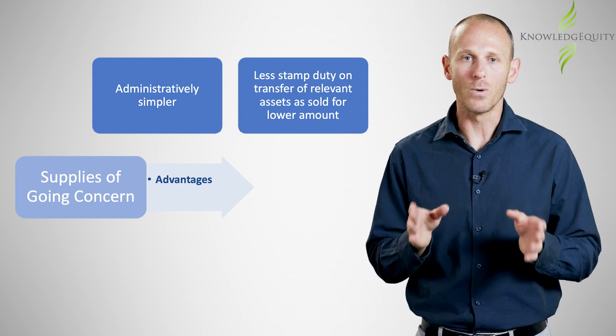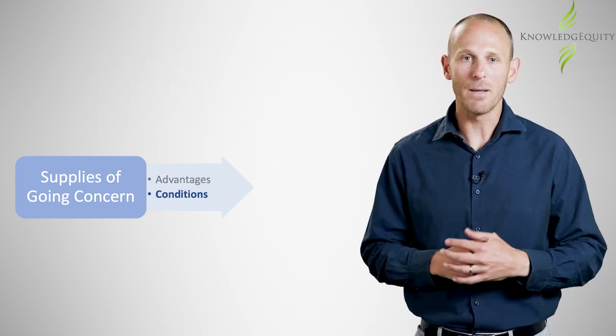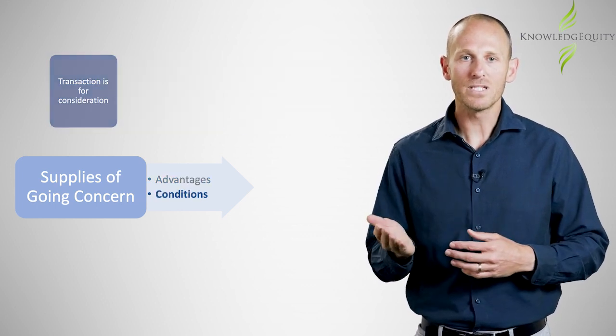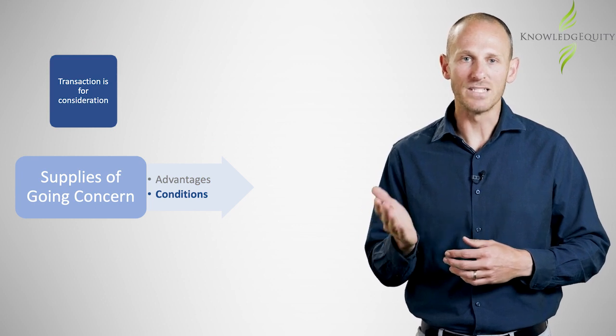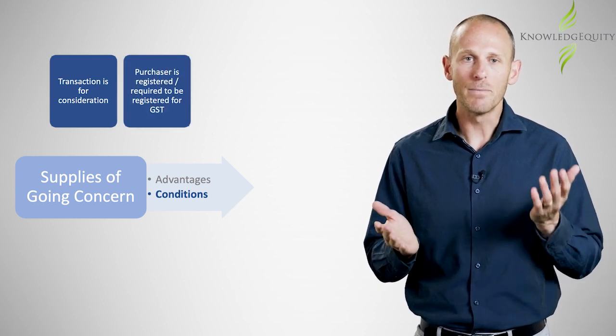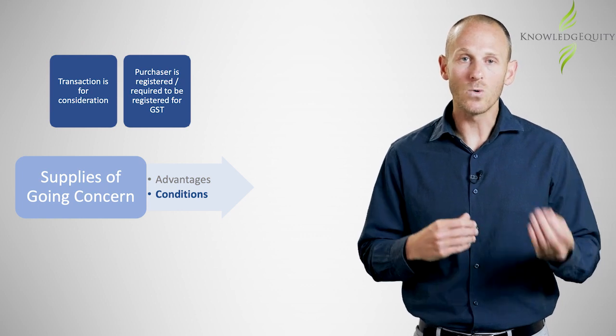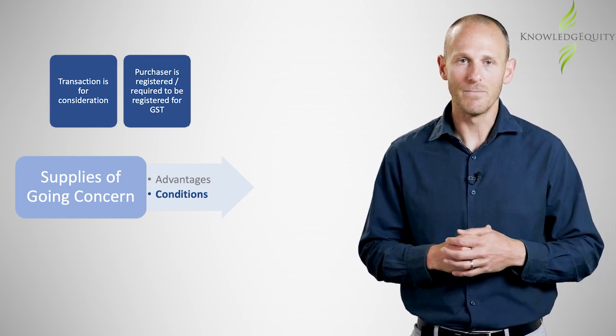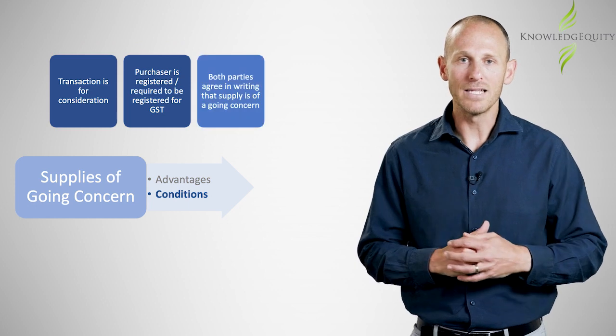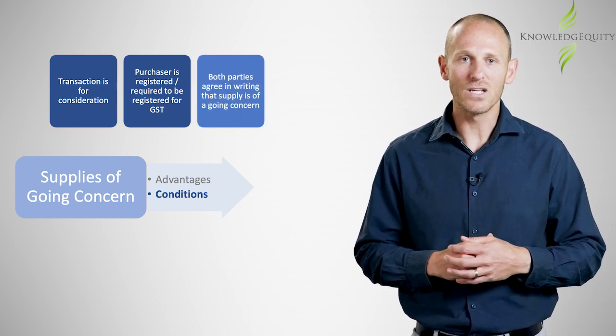To benefit from the going concern exemption, a few conditions must be fulfilled. Firstly, the transaction must be for consideration, and secondly, the purchaser must be registered or required to be registered for GST. Next, both parties must agree in writing that the supply is a going concern. If the sale involves more than one contract, such as one contract being for the business premises and another for the goodwill, then the agreement to treat the transaction as a going concern should refer to all of the relevant agreements.